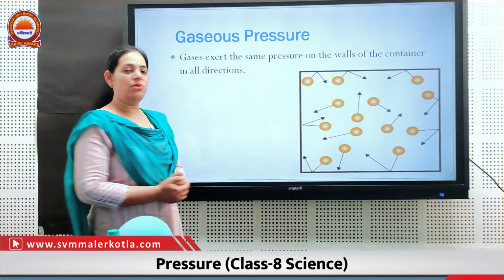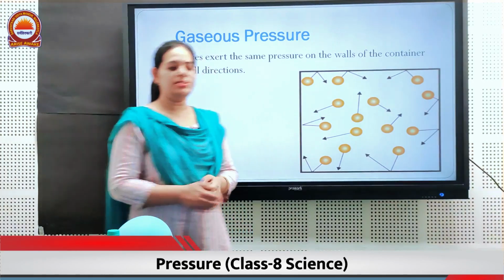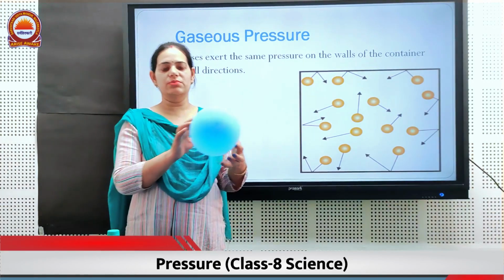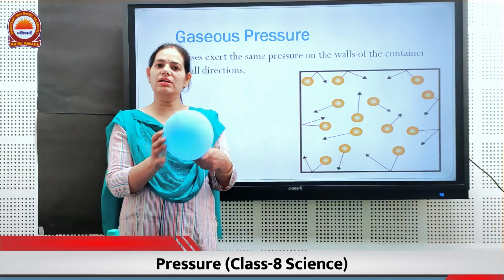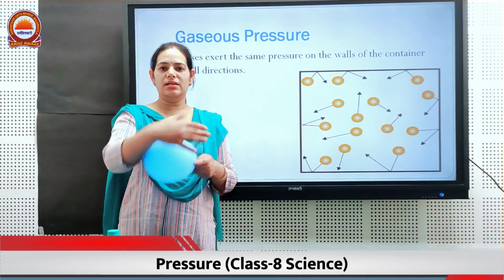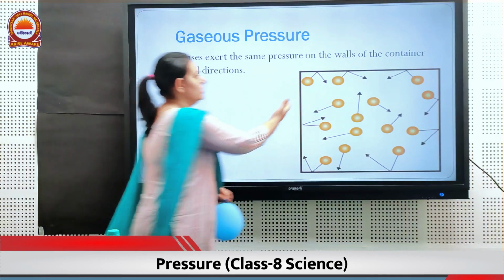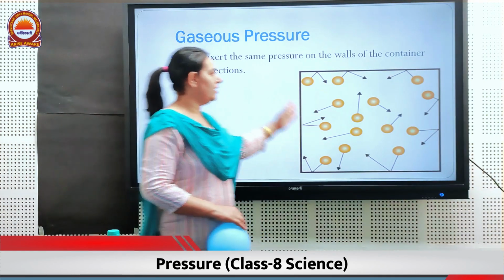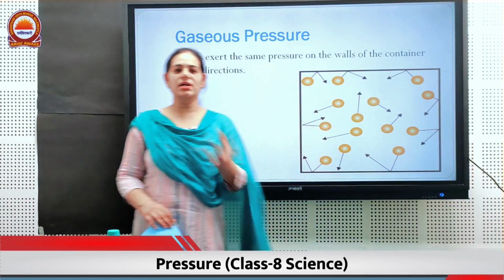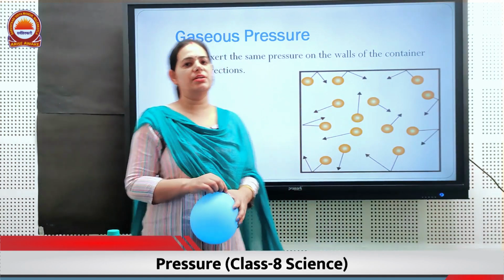Gaseous pressure. Gases also exert the same pressure. As I have inflated this balloon, in this balloon there is air, which is exerting pressure on all sides of the balloon. Here are the molecules of the air. That means air exerts pressure on all sides of the container in which it is filled.